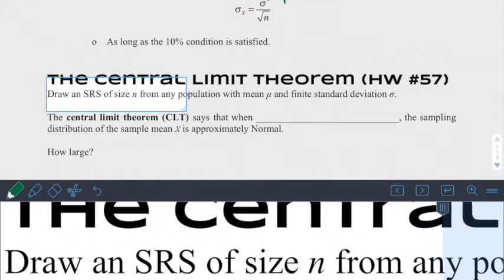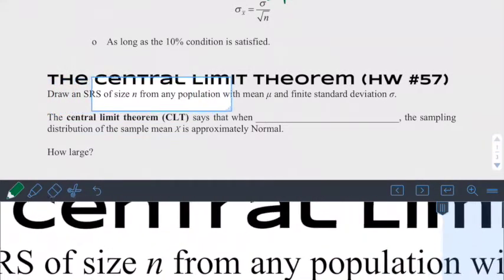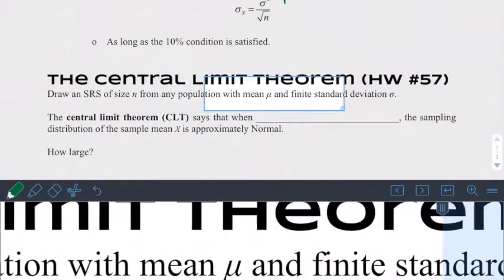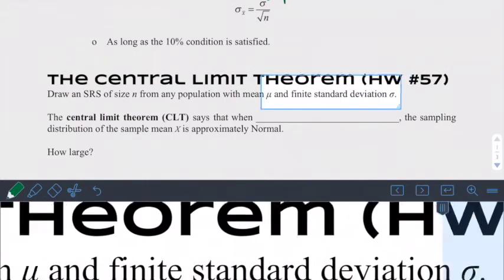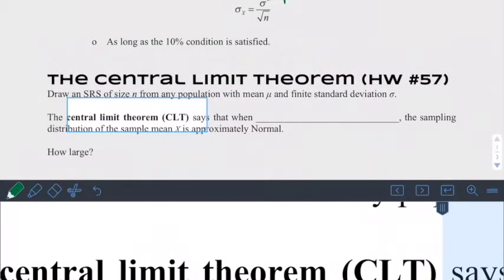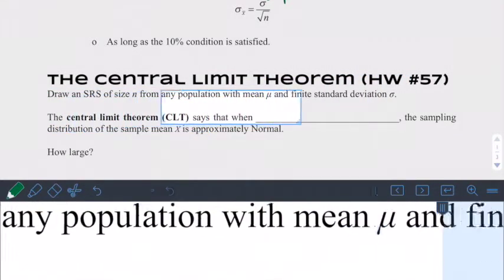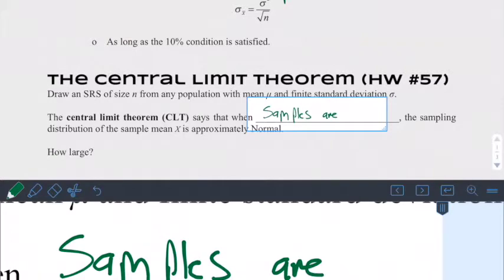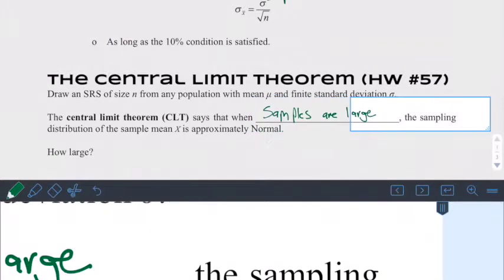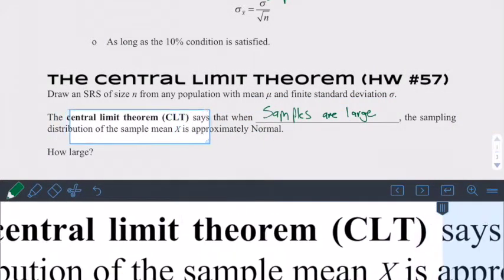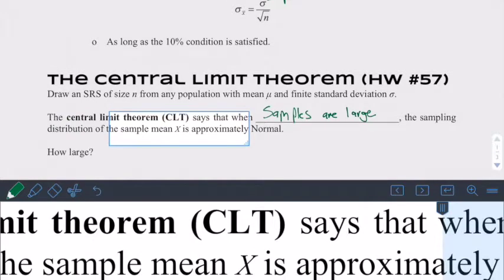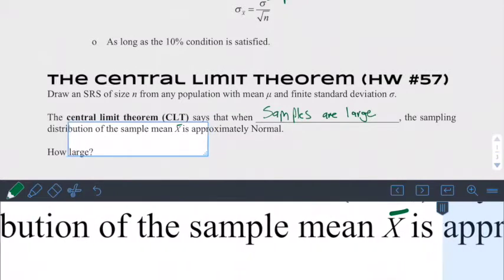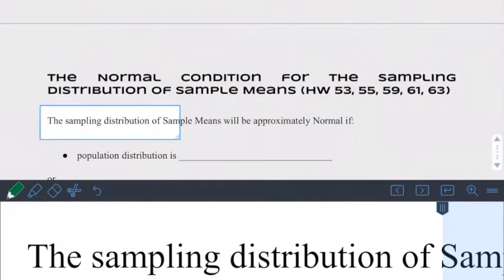Draw an SRS of size n from any population with a mean mu and finite standard deviation sigma. The central limit theorem, CLT, says that when samples are large, the sampling distribution of the sample mean, X bar, is approximately normal. Well, how large is large? So we're going to find that out.